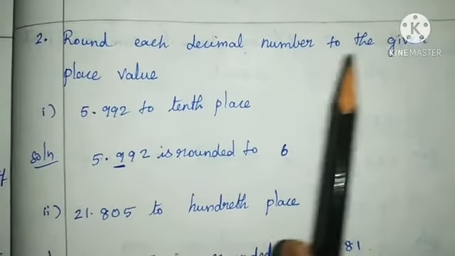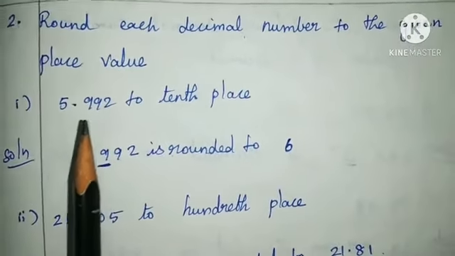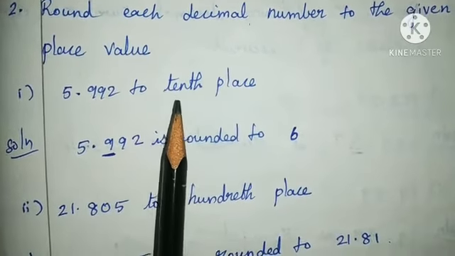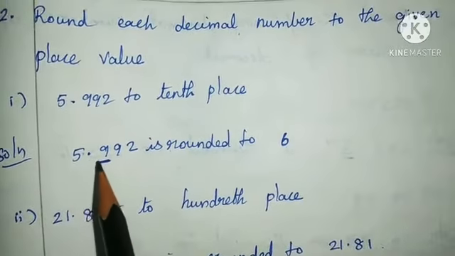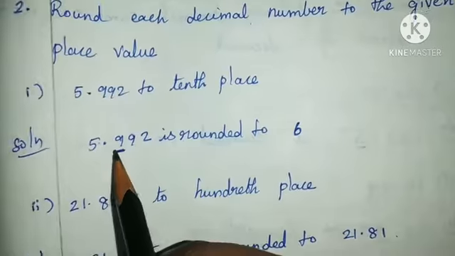Round each decimal number to the given place value. The first sum is 5.992 to tenth place. You have to round it to tenth place. So first you have to underline the tenth place value. Here in 5.992, this 9 is the tenth place, so you have to underline this.